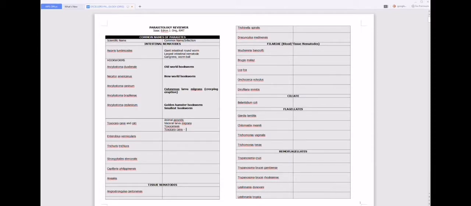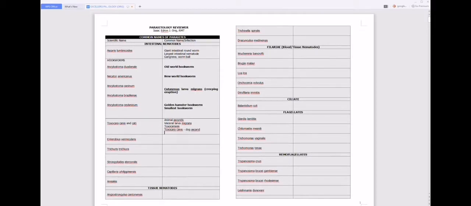Then Toxocara canis is also called as dog ascarid. Diba? As you can see sa name, canis, dog. Then Toxocara cati, cat ascarid. Okay? So, cutaneous larva migrans, Ancylostoma caninum and Brasiliense. Then visceral larva migrans, Toxocara canis and Toxocara cati. Okay, understand? Sige, let's move on.